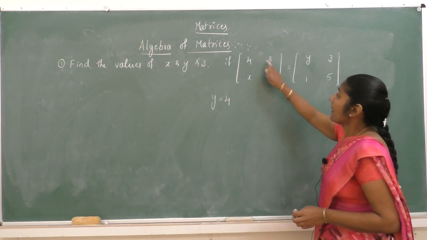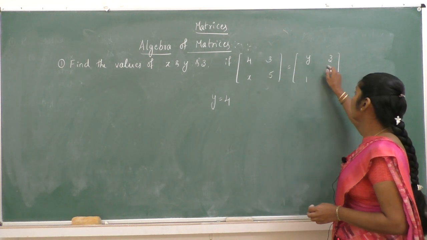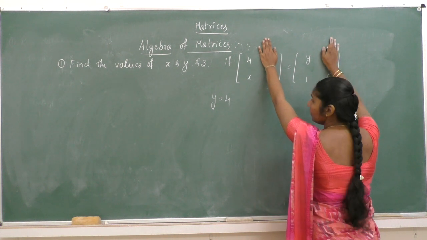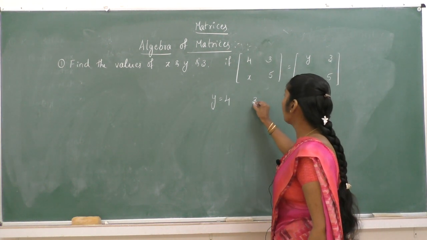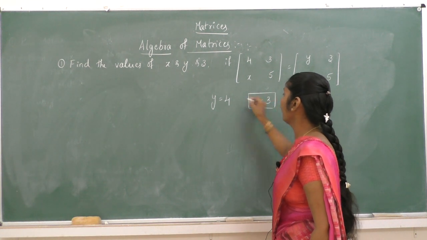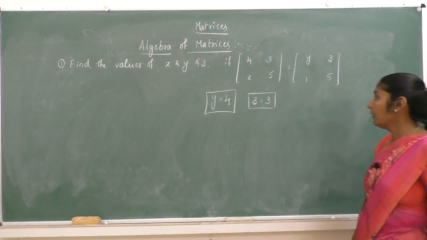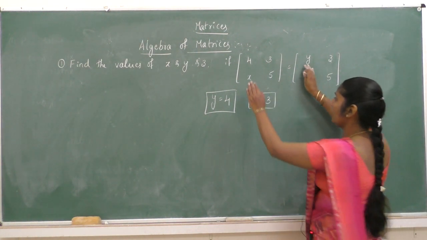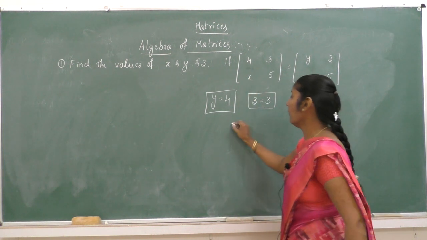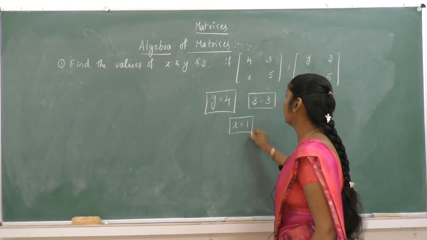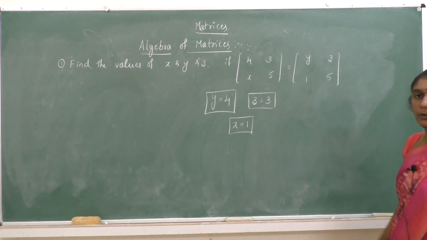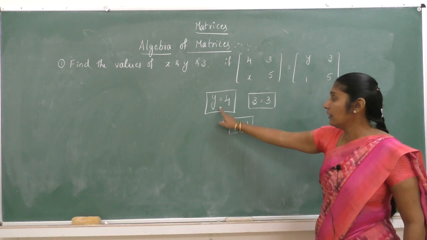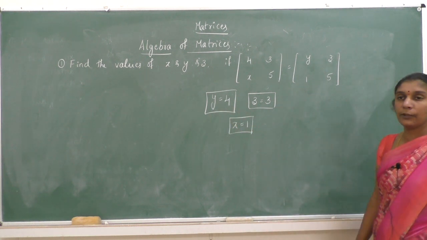Next, first row second element must be equal to first row second element. So that means z is equal to 3. Next, second row first element is equal to second row first element. So therefore x is equal to 1. Then 5 is equal to 5. What are the values of x, y and z? x is equal to 1, y is equal to 4 and z is equal to 3.